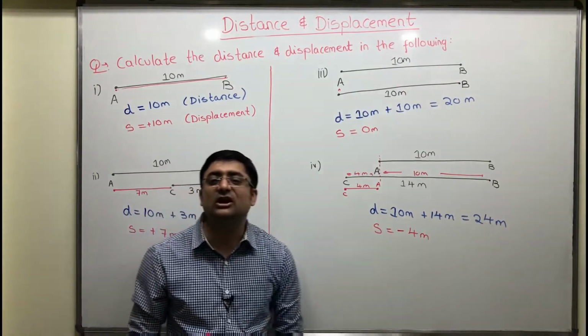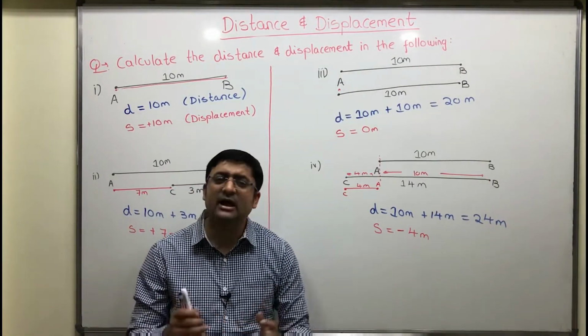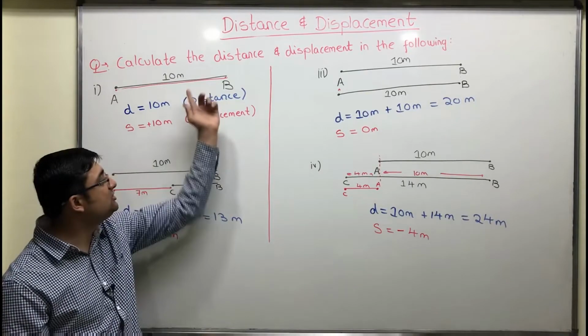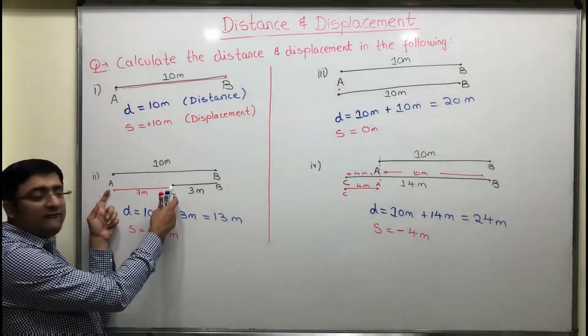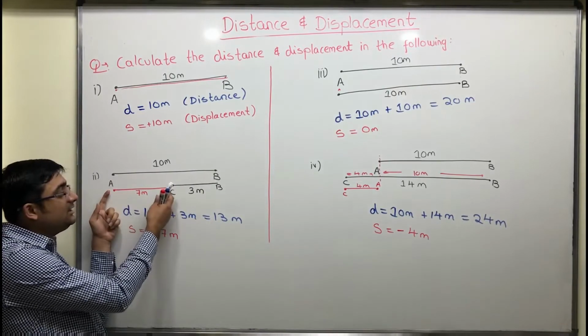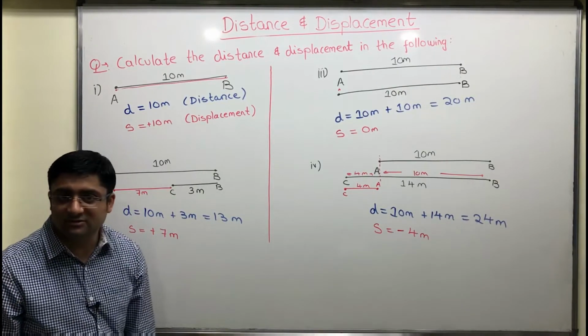So this over here is how you calculate distance and displacement. I repeat guys, distance is super simple, just the length of the path. Displacement, identify the initial point, final point, join them by a straight line. Length of this straight line will give you displacement.